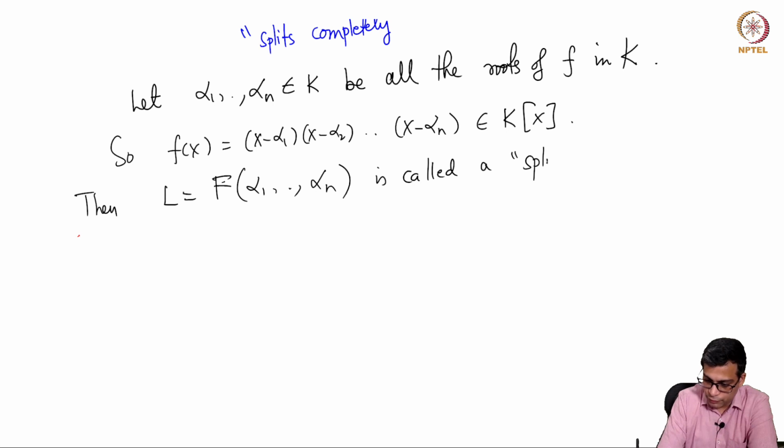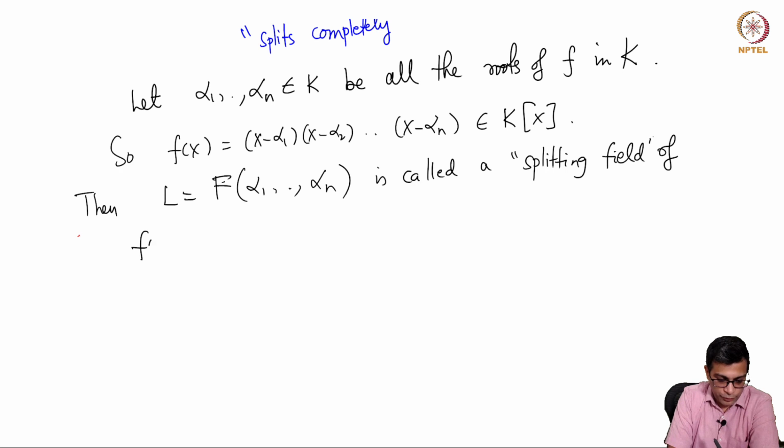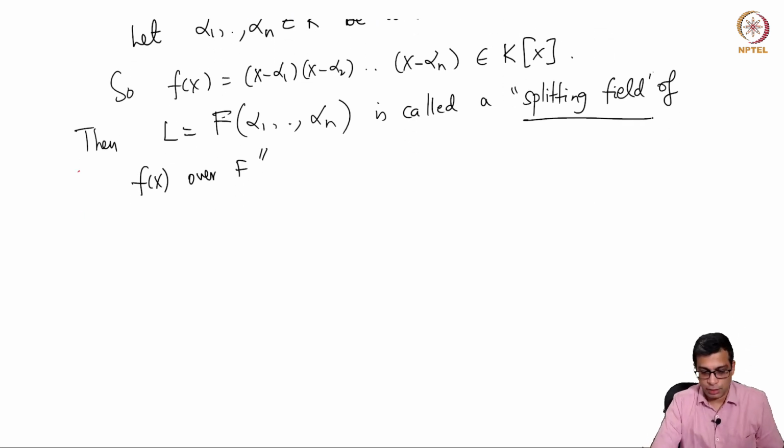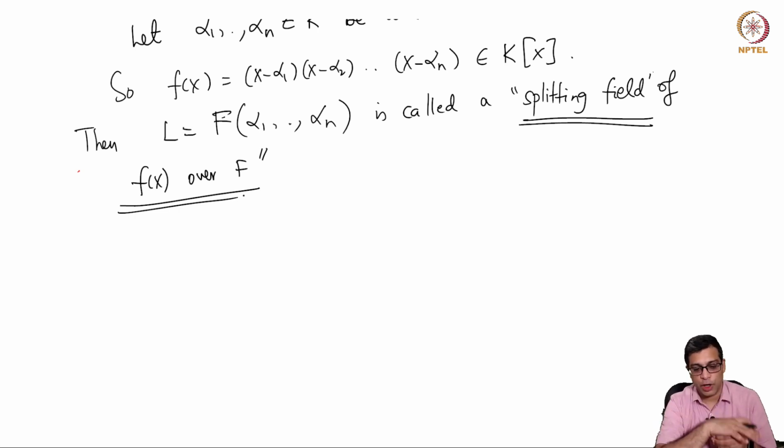a splitting field. So the full sentence is important. Splitting field of f(x) over F. Okay. Splitting field of f(x) over F. So just take the smallest field containing all the roots. Then it's called the splitting field.